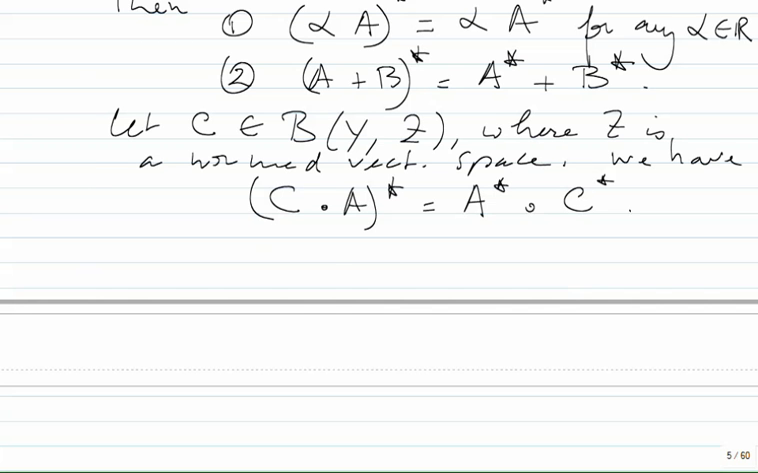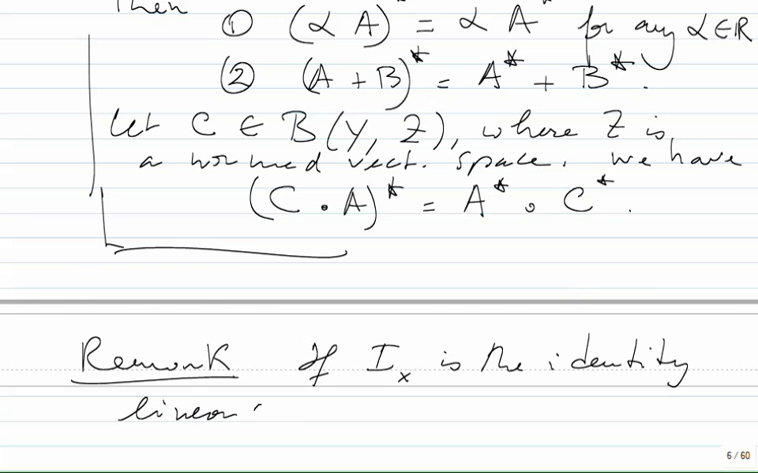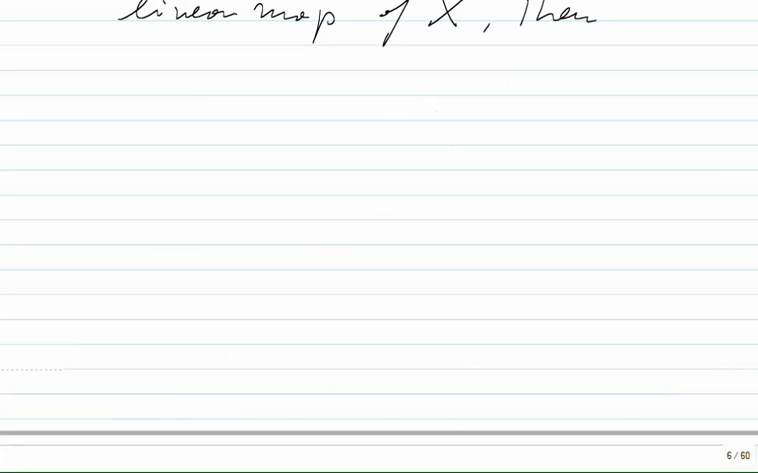Remark. So these are just the properties, and a remark here. If you take the identity map, if I_X is the identity linear map of X, okay, then the conjugate of the identity map is the identity of X star. Okay, so I_X conjugate is just the identity map of X star. Okay, great. So now one final property, which is about the inverse.